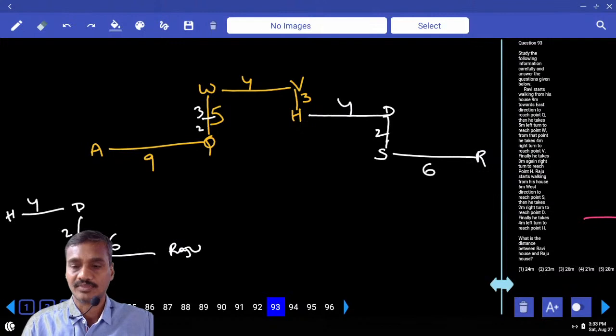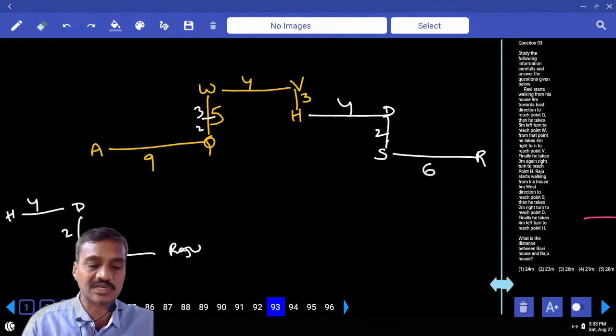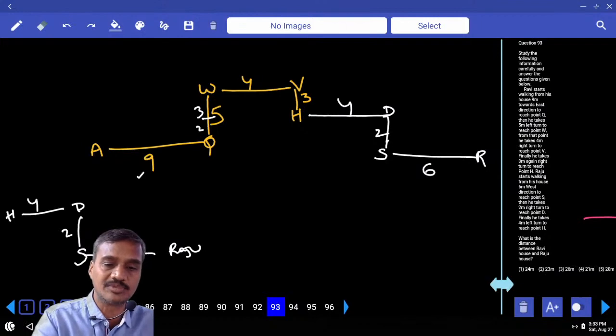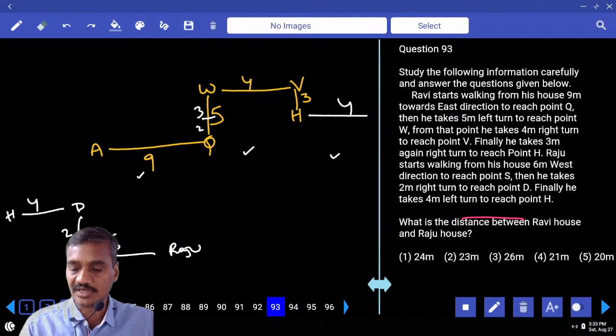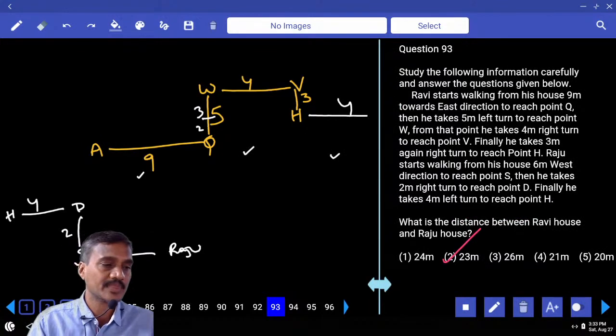Then coming to question number 93. What is the distance between Ravi's house and Raju's house? Now we need to find out the distance between Ravi's and Raju's house. 9 plus 4, 13. 13 plus 4, 17. 17 plus 6, 23. And 23 is given in choice 2. Is that clear?